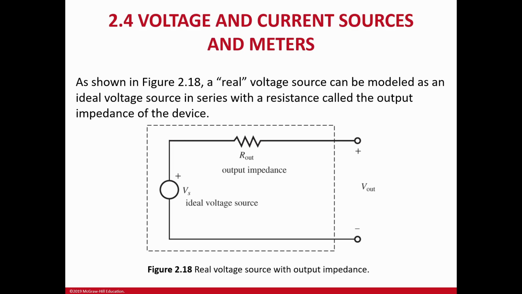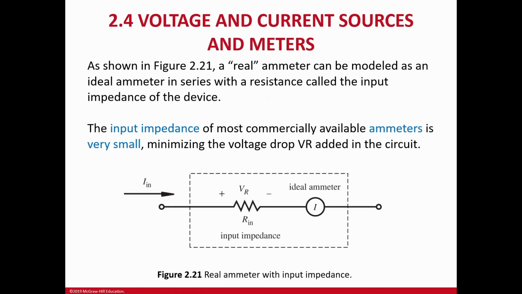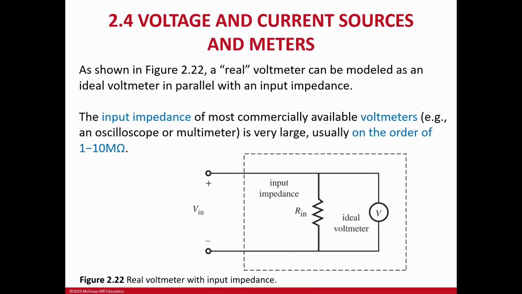So we call this output impedance. But for the ammeter, we call this input resistance. In order to have a small voltage drop, the impedance is very low, very small, less than 1 ohm. Okay, and this is the voltmeter, because it's connected in parallel. In order to have a small current drawn, the input impedance is very high. Okay. Now just remember it.